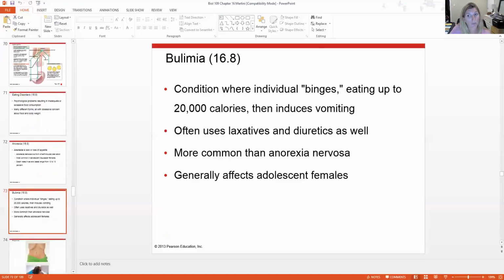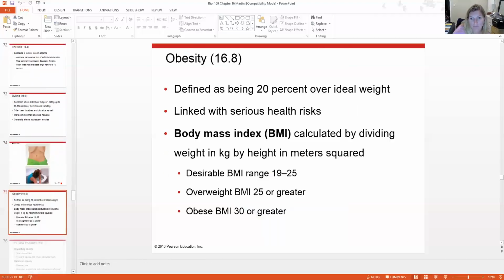Bulimia is where the individual binges, eating up to 20,000 calories, and then induces vomiting, or laxative use can be used as well, diuretics as well. It's more common than anorexia nervosa, and again, generally affects adolescent females.